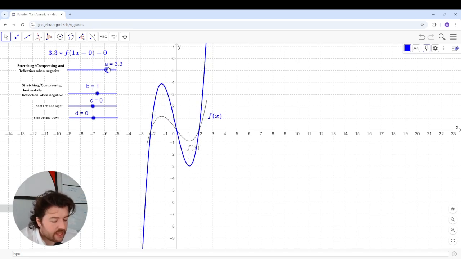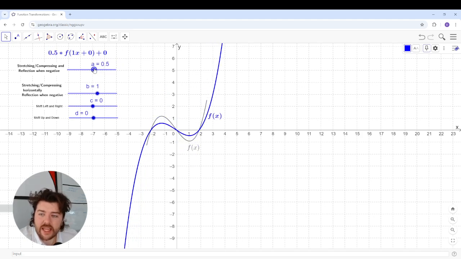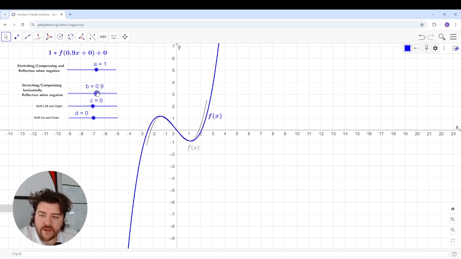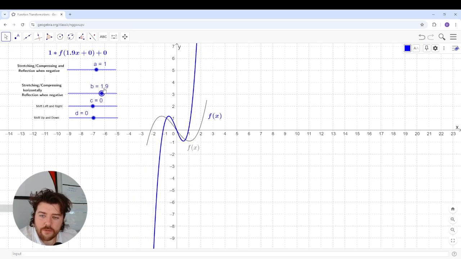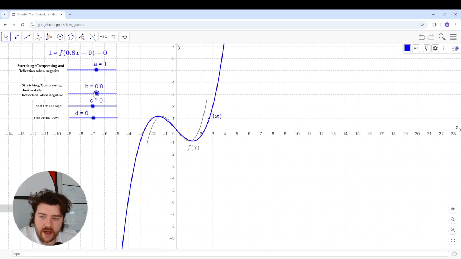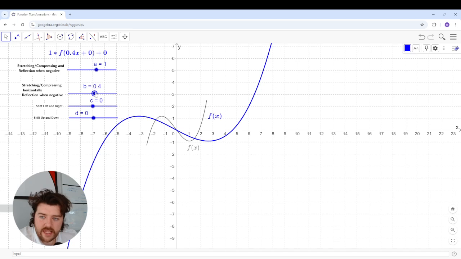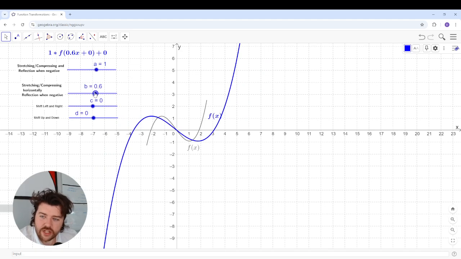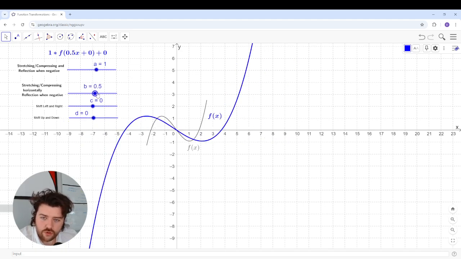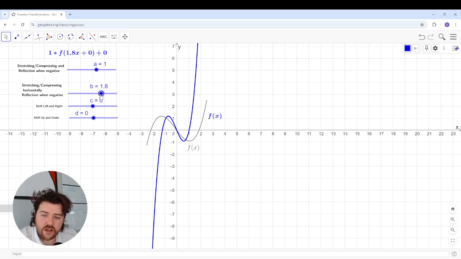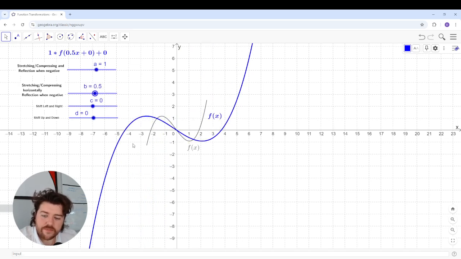Then, what about if I multiply the input by something? If I multiply the input by a whole number, it compresses it in, squeezing it skinny, and you can see the values changing up here. If I multiply it by a fraction, it makes it wider. It stretches it out. But the roots here do not stay the same.